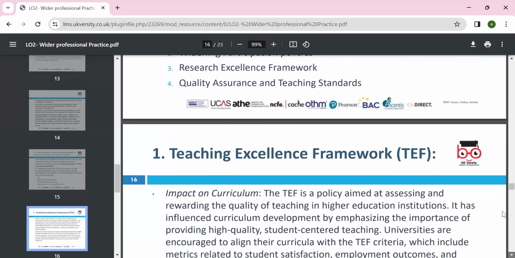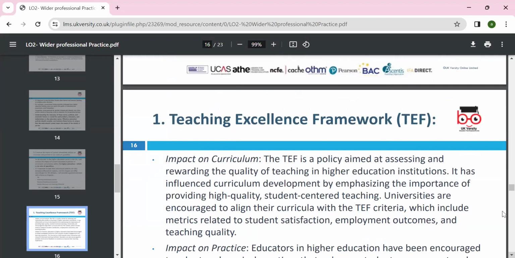Okay, so we can look at the Teaching Excellence Framework's impact on curriculum. TEF is a policy aimed at assessing and rewarding the quality of teaching in higher education institutions. It has influenced curriculum development, emphasizing the importance of providing high-quality, student-centered teaching. Universities are encouraged to align their curriculum accordingly. We have a lot of issues, especially in higher education, because a lot of assessment used to be just assignment based.